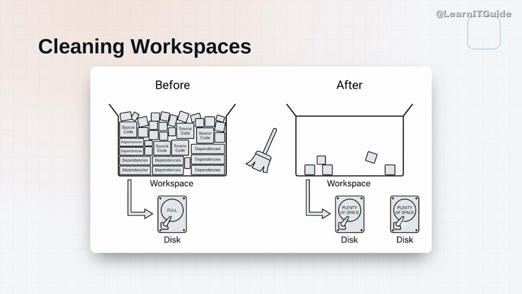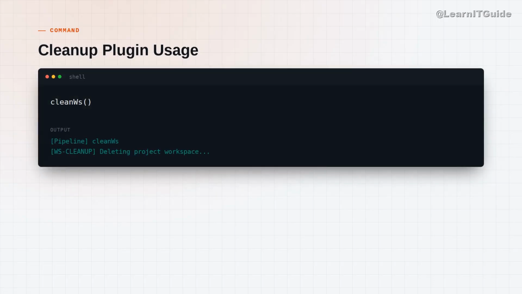It ensures that every time a build starts, the environment is fresh and old files are wiped out, saving significant space. In your pipeline script, simply call the cleanWs function. This command tells Jenkins to wipe the workspace directory entirely. It is a simple, effective way to ensure that your build environment does not retain junk from previous runs.